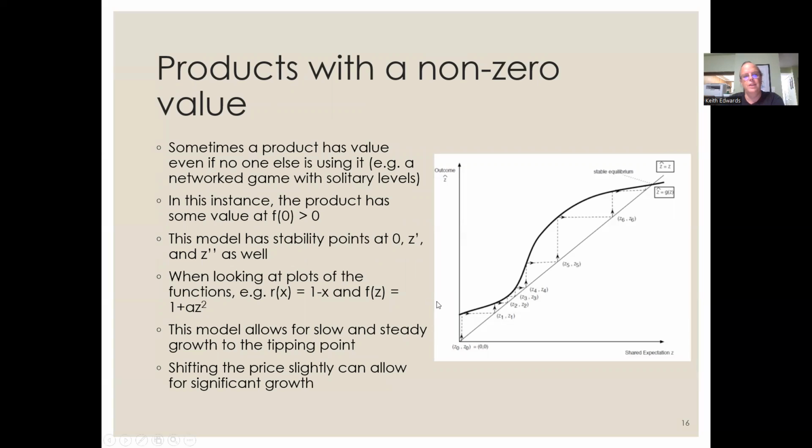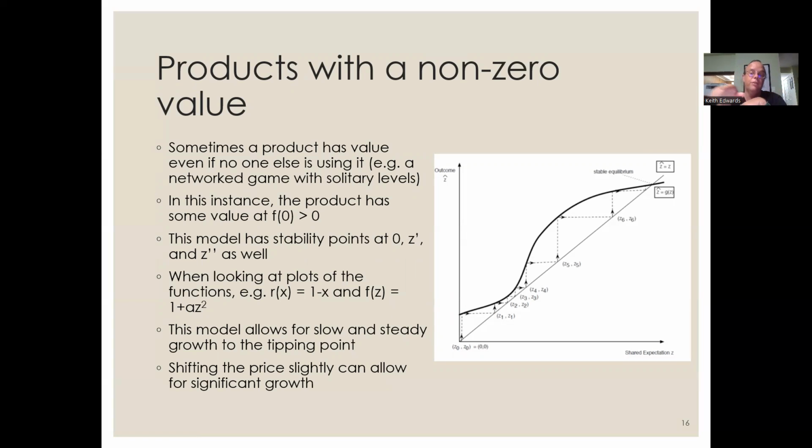Sometimes you also have cases where a product has value even if no one's using it. For example, a network game that has solitary levels that you can complete without being networked. In this instance, the product has some value at f of 0, and it's greater than 0. So this model will also have stability points at 0, Z prime, and Z double prime as well.